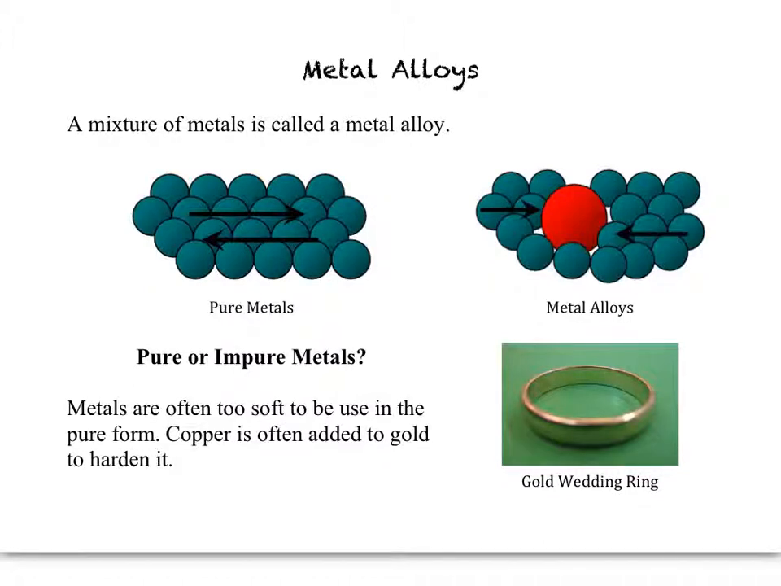A metal atom will form a metallic bond with any other metal. A mixture of metals is called an alloy. Alloys can be made up of any amount of any metals.